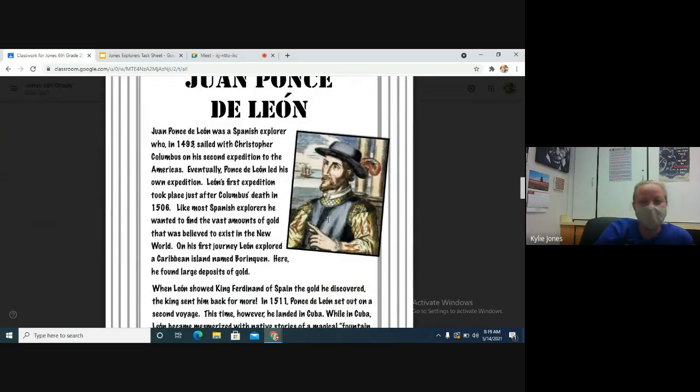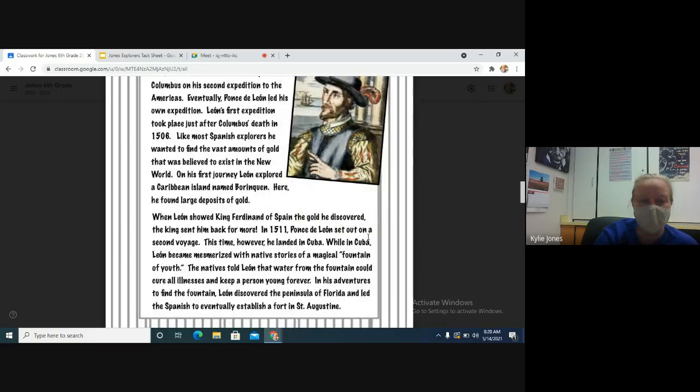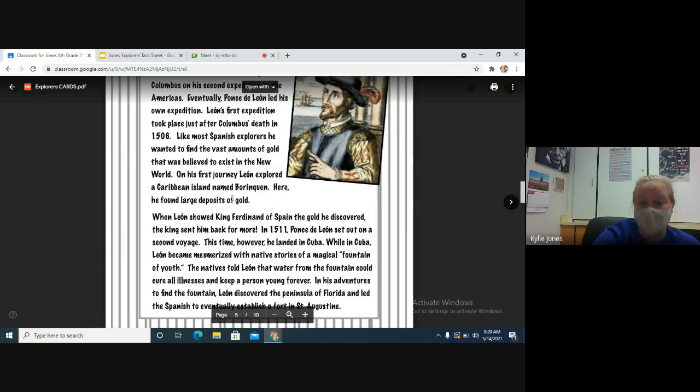Ponce de Leon was a Spanish explorer who, in 1493, sailed with Christopher Columbus on his second expedition to the Americas. Eventually, Ponce de Leon led his own expedition. Leon's first expedition took place just after Columbus's death in 1506. Like most Spanish explorers, he wanted to find the vast amounts of gold that was believed to exist in the New World. On his first journey, Leon explored a Caribbean island named Borinquen. Here he found large deposits of gold. When Leon showed King Ferdinand of Spain the gold he discovered, the king sent him back for more.